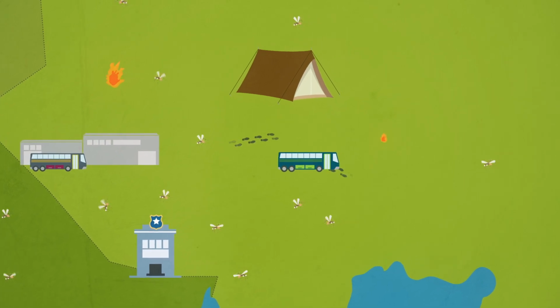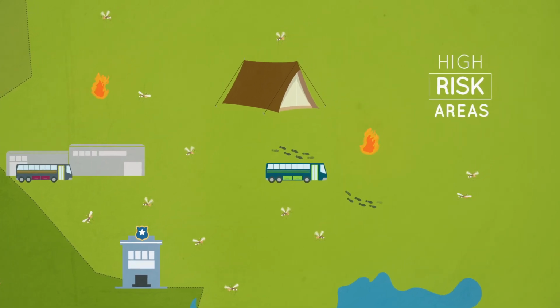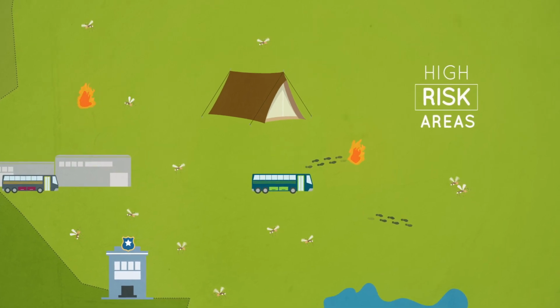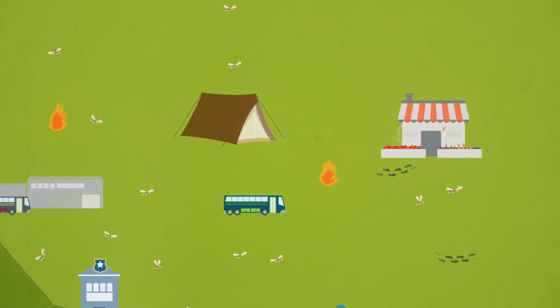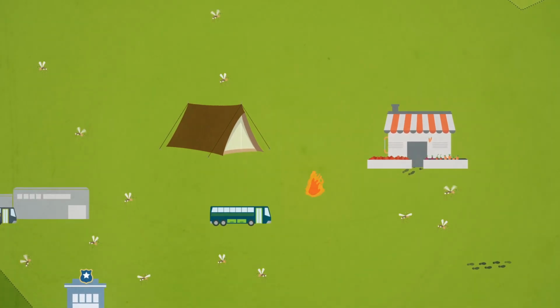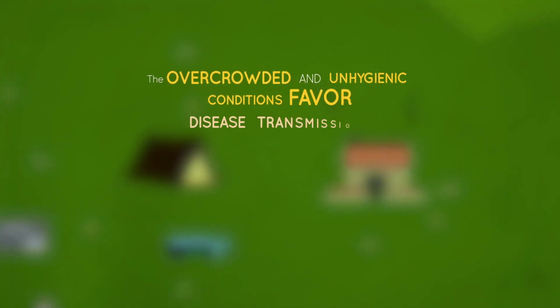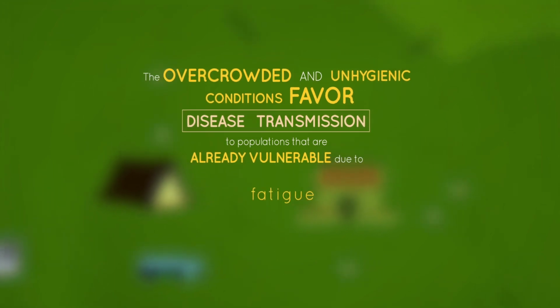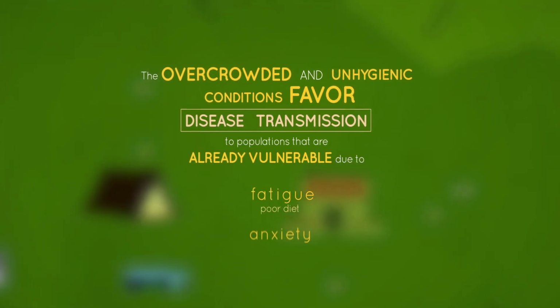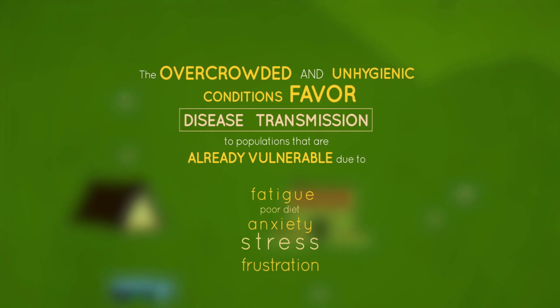Along these complex routes, there are high-risk areas to health, like shelters, transportation centers, markets, places for social and religious gathering, hiding places, along with many other spaces that, given the overcrowded and unhygienic conditions, favor disease transmission to populations that are already vulnerable due to fatigue, poor diet, anxiety, stress, and frustration.